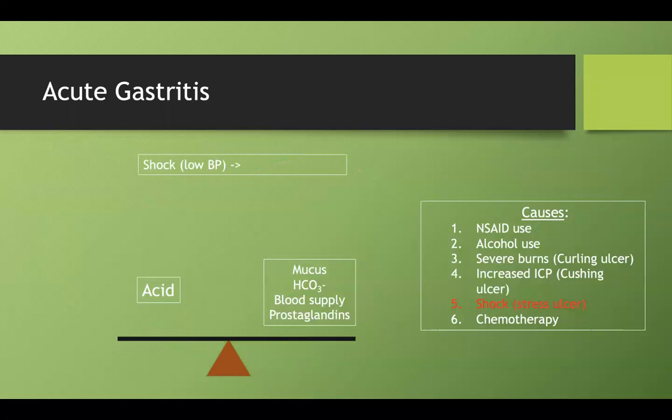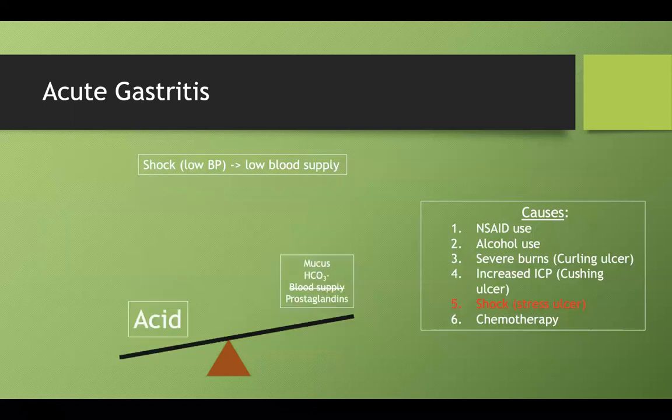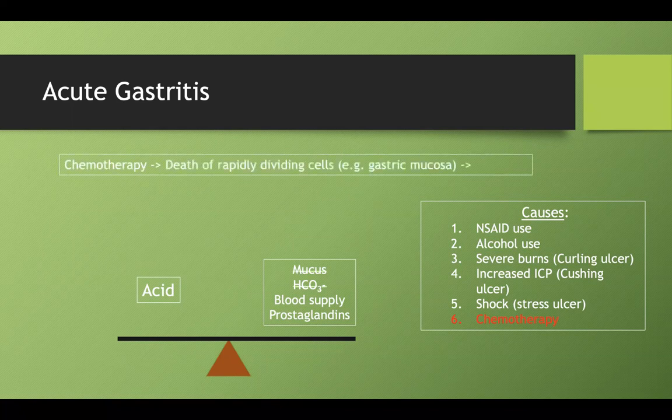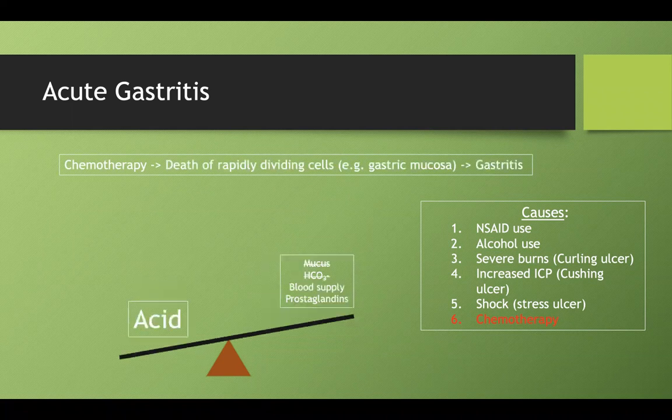And in shock, you're going to have a low blood pressure. So that makes sense that you don't have good blood supply. And so that'll cause gastritis. And that's why if you've ever been to the ICU, you'll notice a lot of people in the ICU are placed on a PPI, and it's to protect these people from developing a lot of these stress ulcers. And then chemotherapy should make sense. It kills any rapidly dividing cell, including some of your mucosal cells, so that can cause gastritis as well.